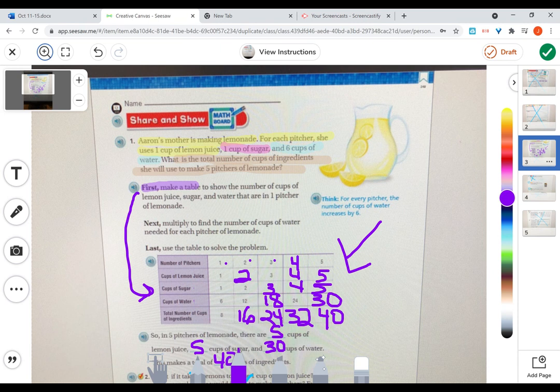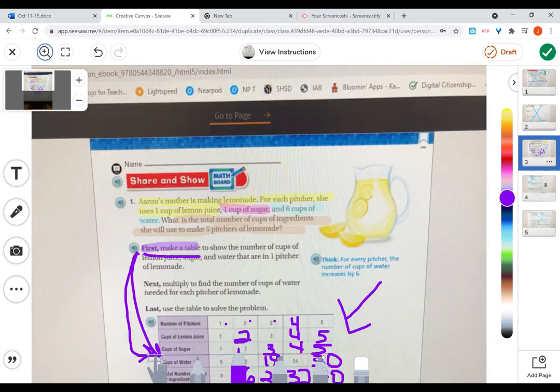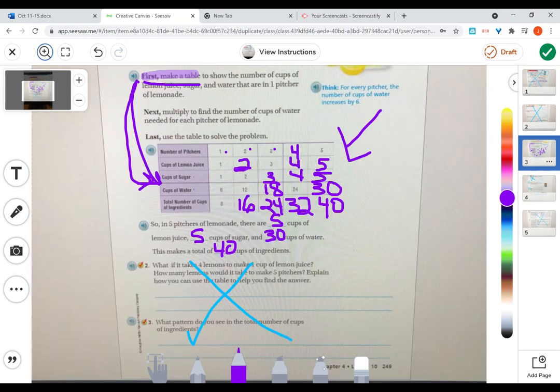For these types of problems, when you're figuring out more than one item, such as lemon juice, sugar, water, and the total amount of cups, then we're going to make a table. And here's that make a table. A table is basically just a rectangle, and you're going to make columns and rows to keep all of your information nice and organized and neat.